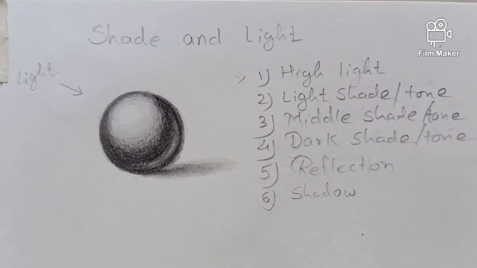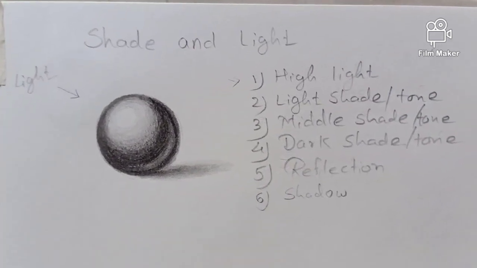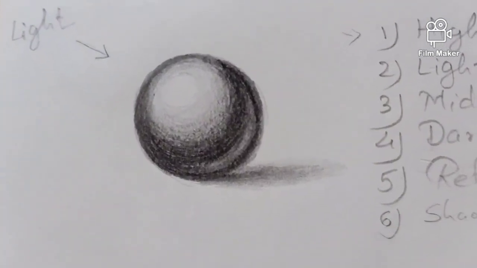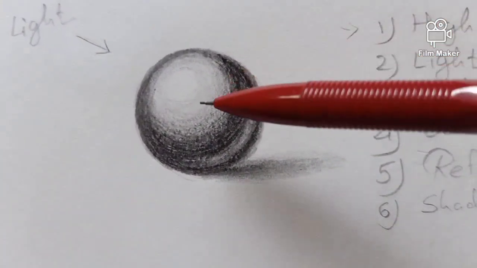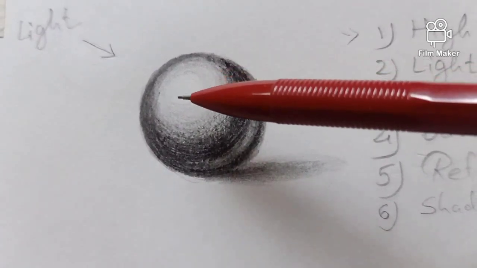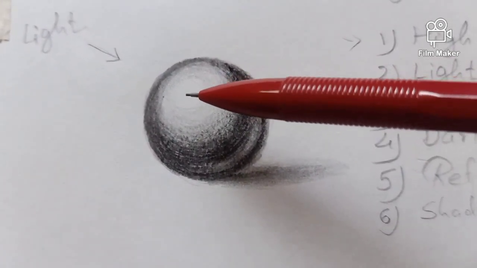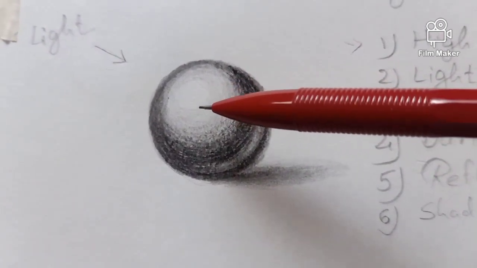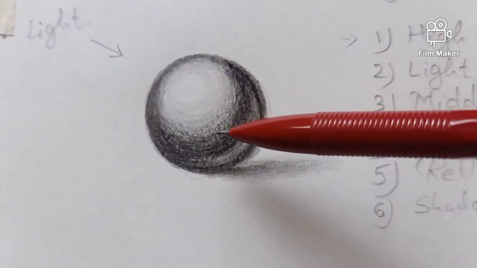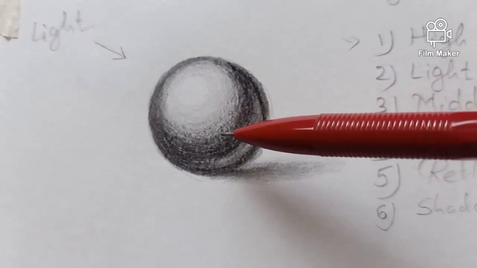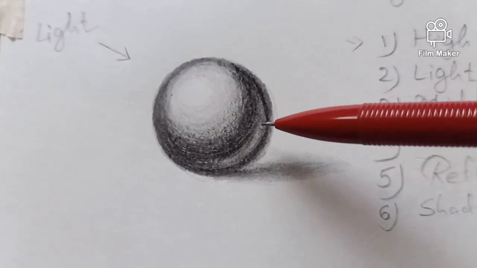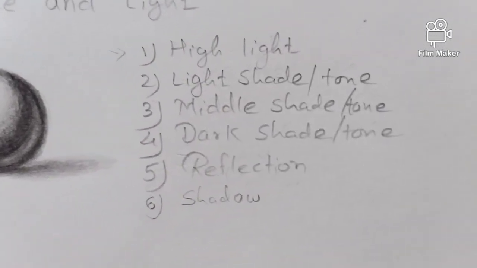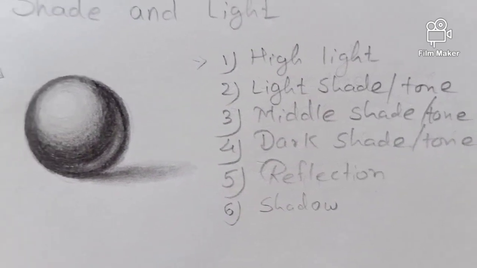Thank you very much. As I mentioned 6 things here, all the 6 things you can see in the shading. First is a highlight. This is the direct spotlight, so I have not done anything for this. This is a plain white paper. Second is light tone. Third is middle tone. Then there are a dark tone, reflection and shadow. So you can see all the 6 things are included in the shading.